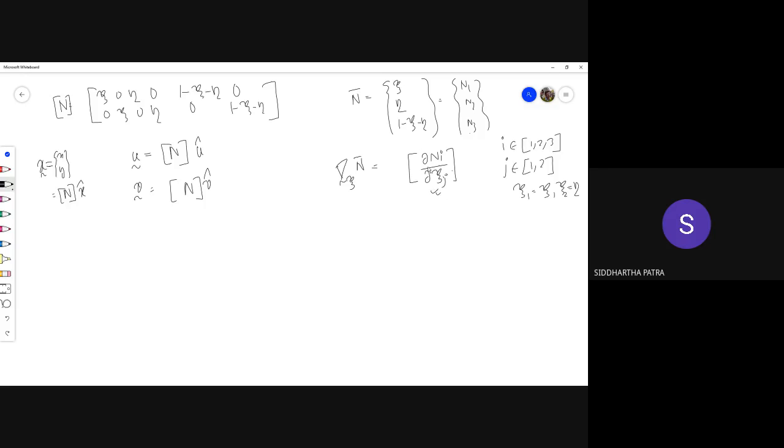So can you take the gradient and write the expression? What size should we have? It should be a 3 cross 2 matrix, 3 rows and 2 columns. Okay, so can you populate this 3 by 2 matrix?